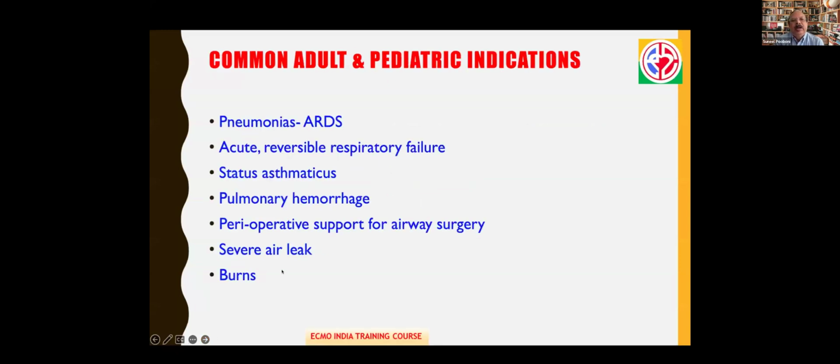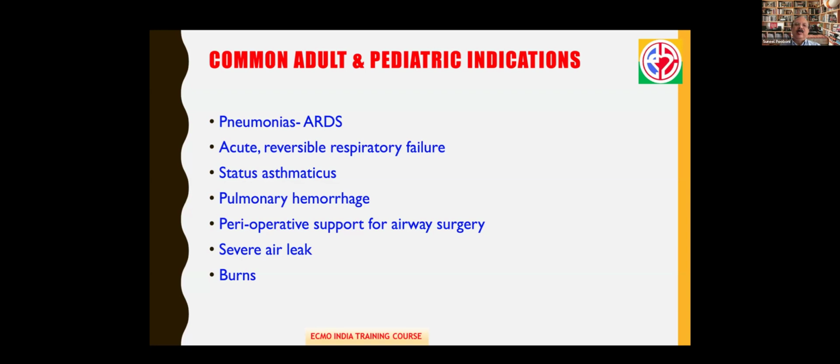Common adult and pediatric indications are pneumonias, ARDS, acute reversible respiratory failure, and status asthmaticus, a very good indication when none of the bronchodilatory therapy helps in getting rid of the carbon dioxide, because carbon dioxide is a major killer in patients of severe status asthmaticus, and it doesn't give you a lot of time either.